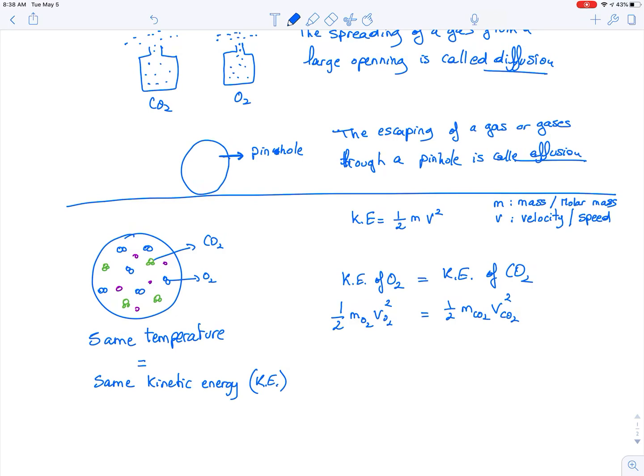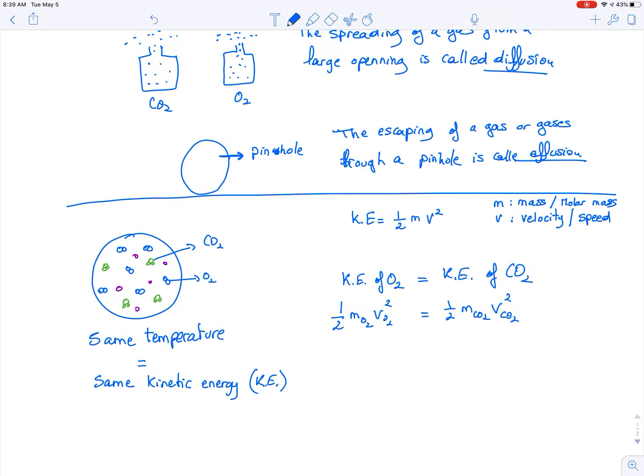We have the same temperature, therefore all the gases inside this container all have the same exact kinetic energy. And if they all have the same kinetic energy, I can write that the kinetic energy of oxygen is equal to the kinetic energy of CO2. But I also know from physics that kinetic energy is equal to half of mv squared, which means I can substitute the equation instead of simply saying kinetic energy of oxygen is equal to kinetic energy of CO2.